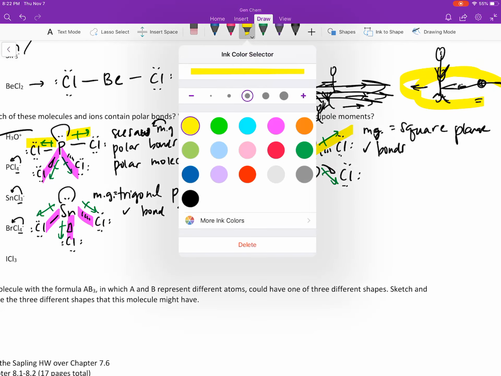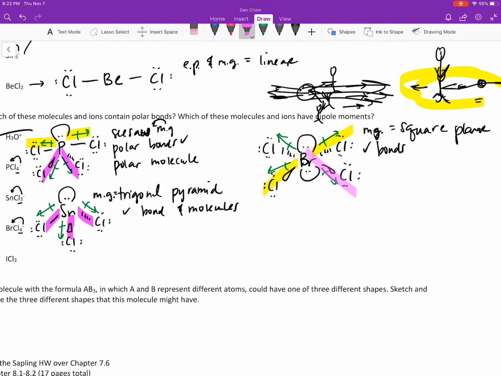Now, the other option is the other 2 bonds. We have one pointing this way and one pointing that way. Again, 180 degrees apart, just like the tug of war. Meaning, the pinks and the yellows are going to cancel each other out. And this molecule is not polar. Not polar, okay?